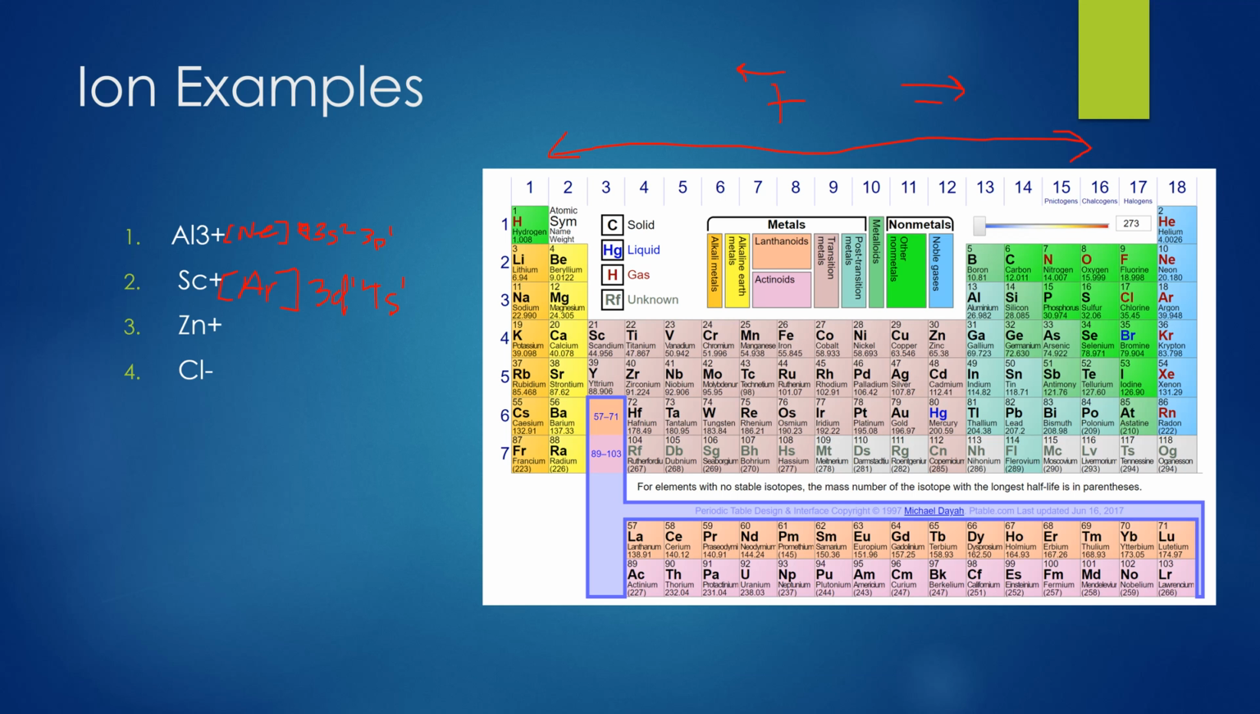Now notice that I put the 3d in front of the 4s. It's honestly just a convention. You could put 4s1, 3d1, it does not matter. I just prefer to put the smaller number first. It just is more aesthetically pleasing.